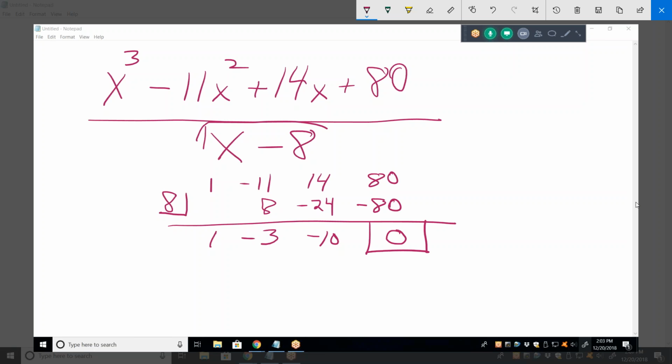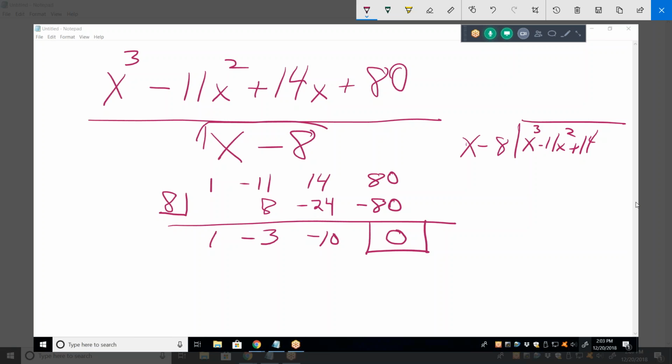The fact that that is 0 is very significant. The fact that it's 0 says that x minus 8 divides into this polynomial evenly. If it was a number, it would say x minus 8 is not a factor of that polynomial. Okay? So if I would have done it this way, long division, what would my answer be?